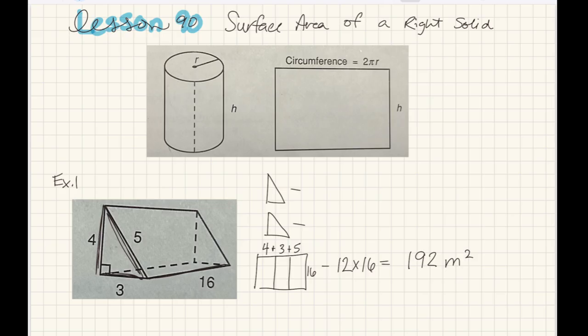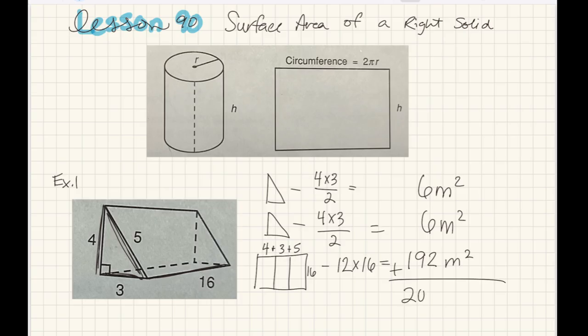Okay, now to find the area of the triangle, we have 4 times 3 divided by 2, because it is a triangle. So 4 times 3 divided by 2 is 6, and it would be meters squared. We have the same thing on the other side, 4 times 3 divided by 2, and that is also 6 meters squared. So to find the entire surface area of this triangular prism, we're going to add these together. 6 plus 6 plus 192 is 204, and it would still be meters squared.